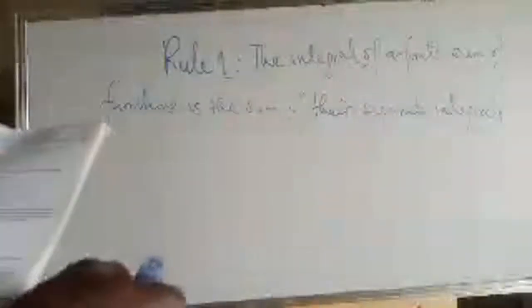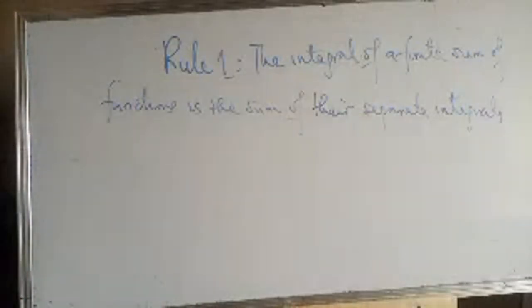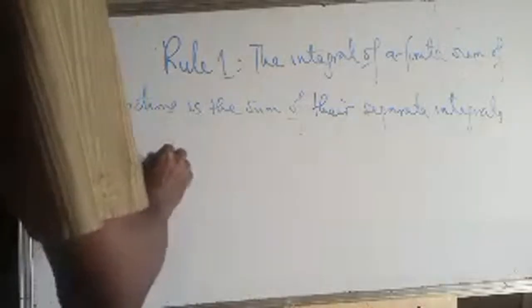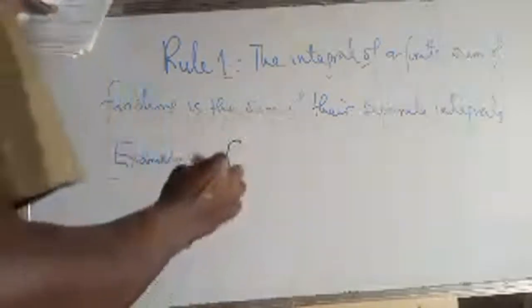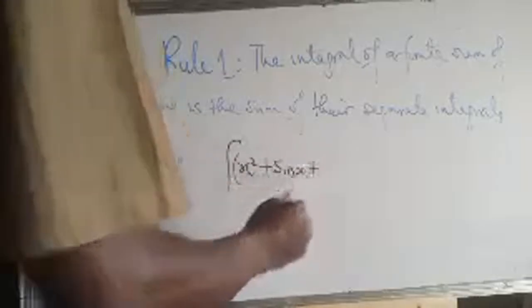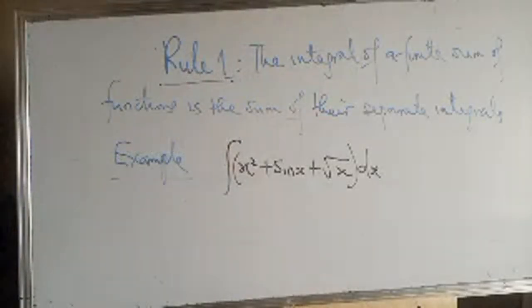Beautiful. How does that apply? The integral of a finite sum of functions is the sum of their separate integrals. Let's look at an example to buttress this. That's rule 1. Suppose we have the integral of x squared plus sine x plus the square root of x, all dx. Observe that. Look at rule 1: the integral of a finite sum of functions is the sum of their separate integrals.